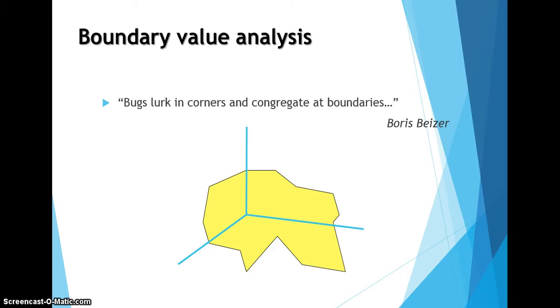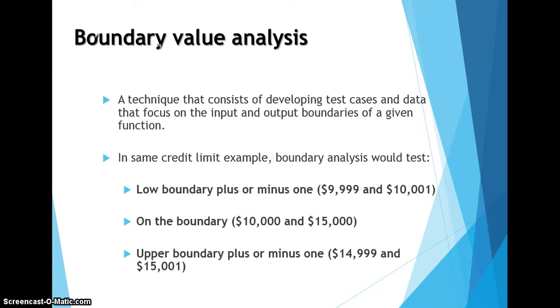The next thing you do is boundary value analysis. Okay, so we say that we have created equivalence partitions, and at the boundary values you have bugs, and they lurk in those corners, right? This is a very famous statement which says bugs lurk in corners and congregate at boundaries. So you take the same credit example and say your range is 10,000 to 15,000. So you do the lower boundary, which is 10,000 minus 1 and plus 1.